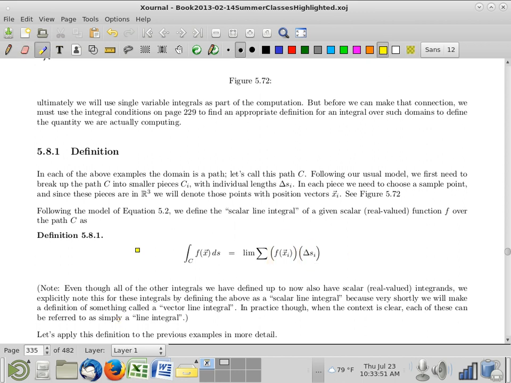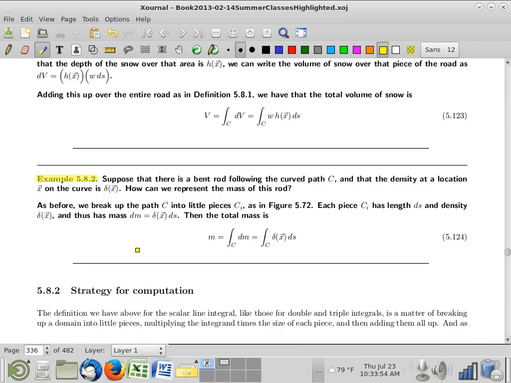Right, okay, fine. So let's see some examples where this applies. Here's the one we've already talked about. If I have a bent rod following a curved path with a non-constant density, note density here depends on location, how would I compute the mass? Well, mass accumulates. Total mass is the sum of the little pieces of mass once I chop it up. And furthermore, on each little piece, mass is density times length.